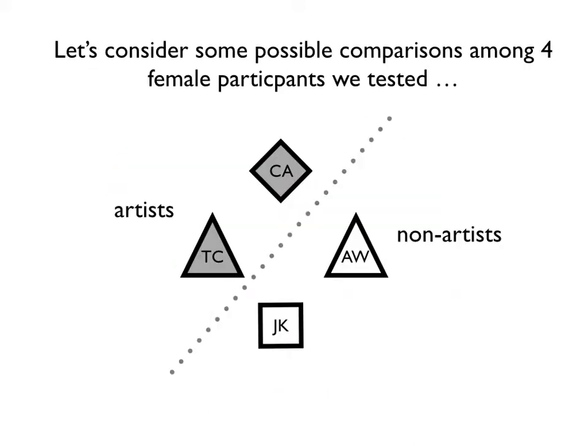So in the experiments we ran several subjects, but today we're just going to consider comparisons among 4 possible participants that we assessed, 4 females. The females fall into 2 groups. One set of females are trained professional artists who make a living selling their artwork. These are the subjects that are shaded on the left side of this dotted line, and they are subjects CA and TC.